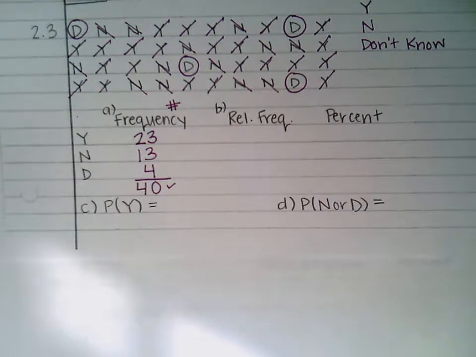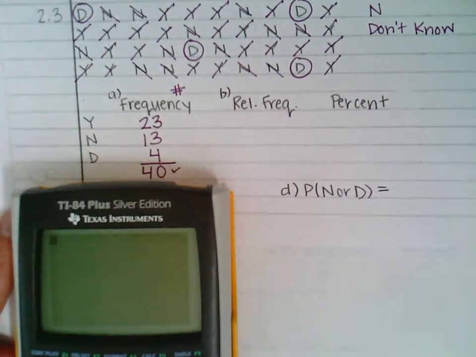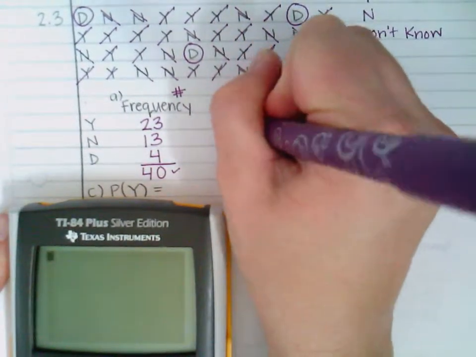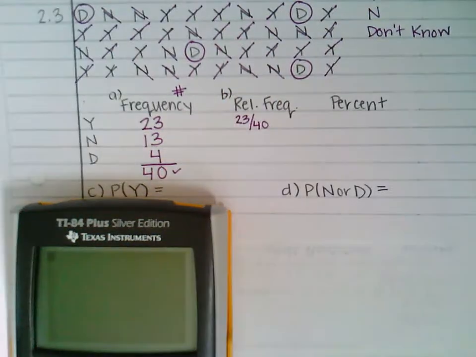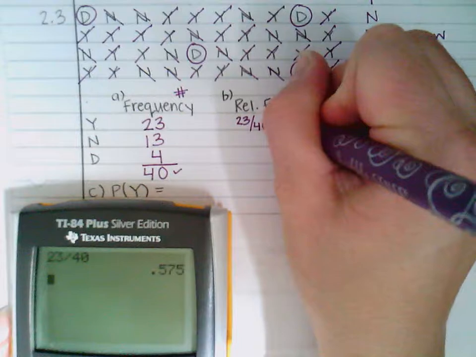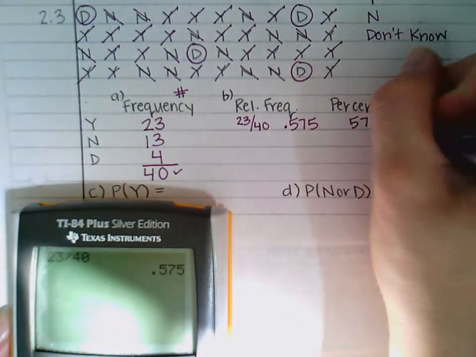Okay. Now for relative frequency, you're going to want to take the frequency over the total. And I'm going to use an 84 to do that. I think that probably most of you guys use an 84. So that's what I'm going to use here for my technology. And so this relative frequency, again, is 23 over 40. So 23 over 40, and I get 0.575, which would be 57.5%.